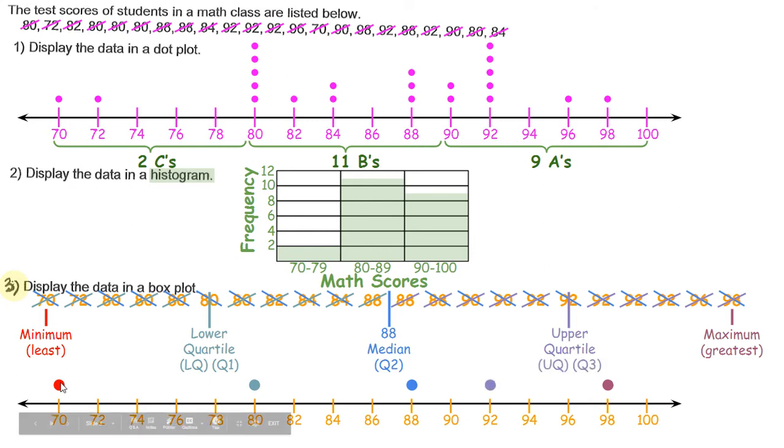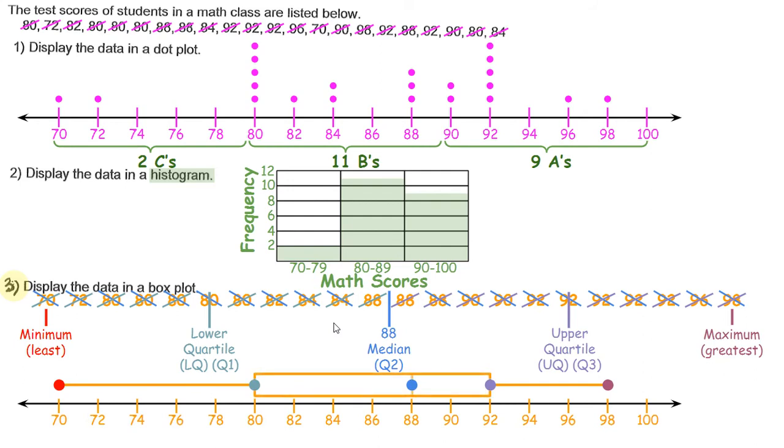Now I connect the minimum and the lower quartile with a whisker, and then I draw a whisker from the maximum to the upper quartile, and then I draw a box around my median, and then I draw a line down from my median. And this is called a box and whisker plot. The two lines at the beginning and end are called the whiskers, and there's my box.